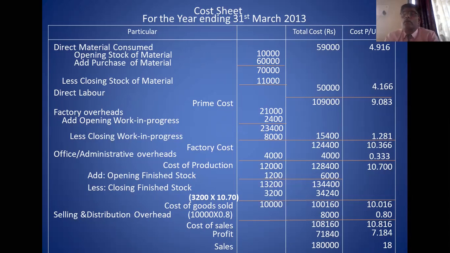In this problem, importance is given to the calculation of value of closing finished stock. Closing finished stock is to be calculated on the basis of cost of production per unit, current rate. And how to calculate the units sold? At the stage of cost of production, you take the units produced and adjust the units in the inner column. You will get units sold.